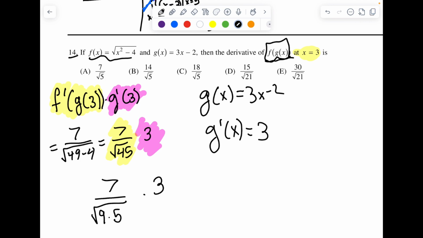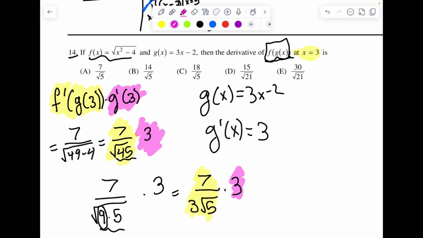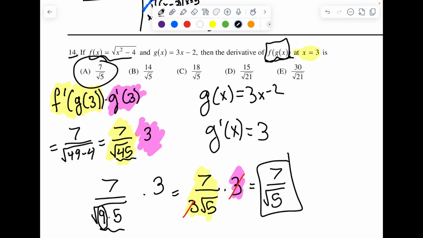Alright, and here's the last thing that we need to do to solve this problem. I factored out 45 so that it was 9 times 5. And because the square root of 9 is 3, I can change this into an equivalent form, 7 over 3 square root 5. Then we're multiplying by 3. This is the exact same form that we had earlier. And because we have a 3 in the numerator and denominator, we can cancel them out. So our final answer is going to give us 7 divided by the square root of 5. A.